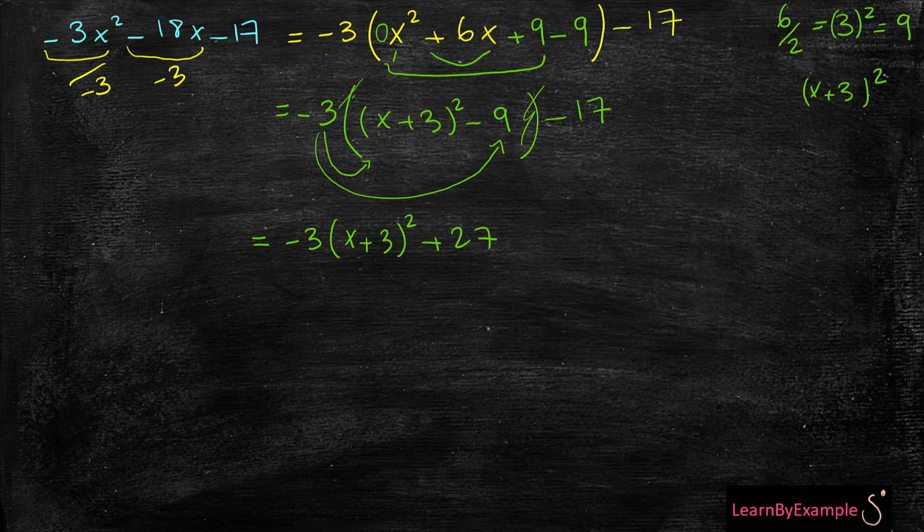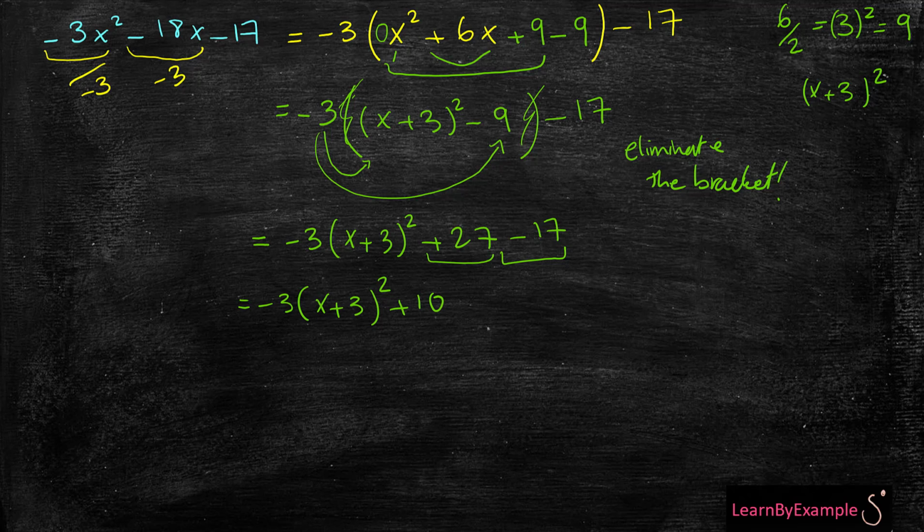Now I got rid of this bracket, so I don't have these big brackets anymore. Therefore, I can just write -17 as it was. So I just eliminated the bracket. That's it. Now I'm just going to add what I have left here. I'm just going to write the first few terms, and I have a positive 27 minus 17, which is just a positive 10. There you go. I have another example written in vertex form.